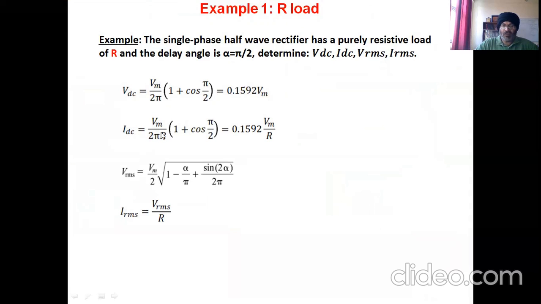Same for current: VDC divided by R, we get the average current at the output, which is DC in nature. For RMS, again the same thing: integrating from alpha to pi, then taking the square, dividing by 2 pi and then taking the square root, we get this value. And once we know VRMS, we can easily find out the RMS current.